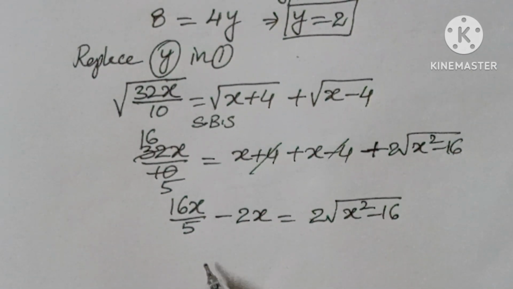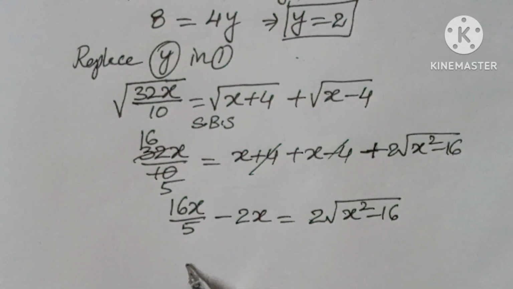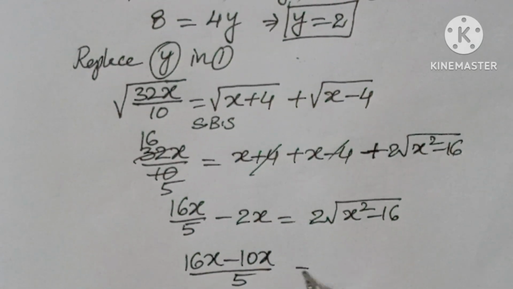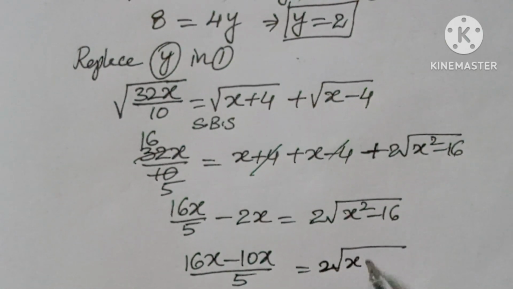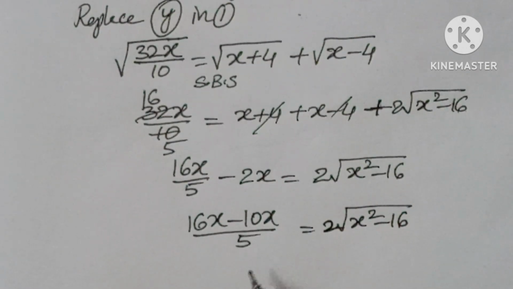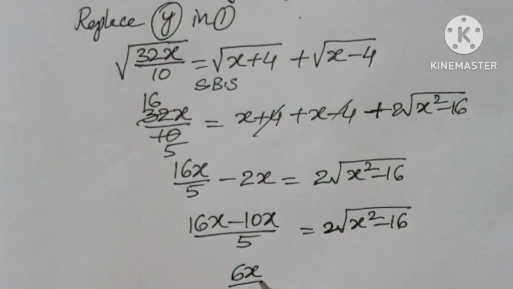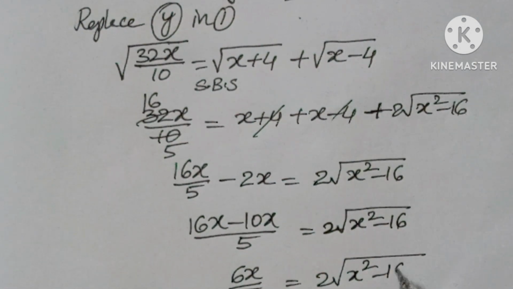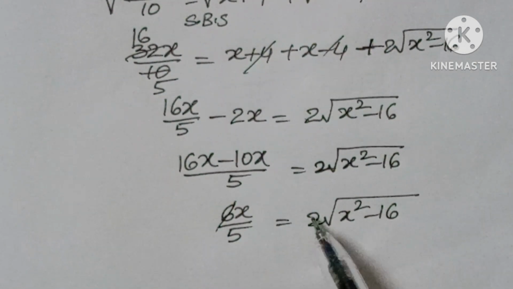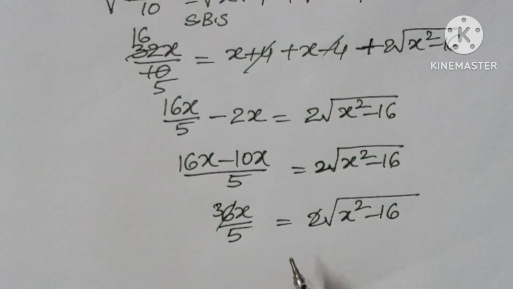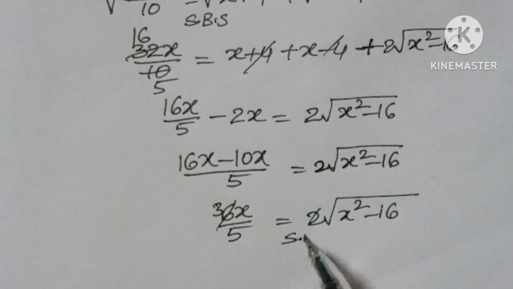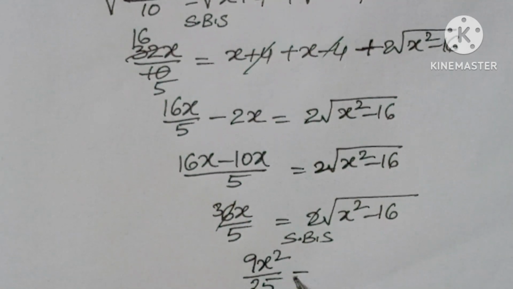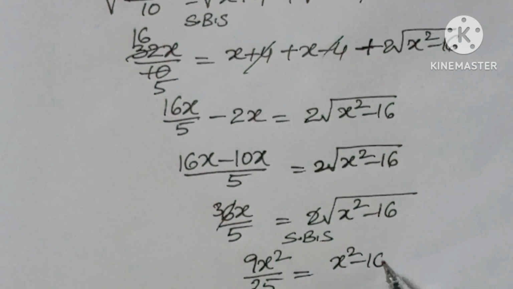So here if you take the LCM, 16x minus 10x by 5 is equal to 2 root of x square minus 16. So here you will get 6x by 5 is equal to 2 root of x square minus 16. Here 2 will cancel 3 times. So here you will get, again squaring on both sides, 9x square by 25 is equal to x square minus 16.